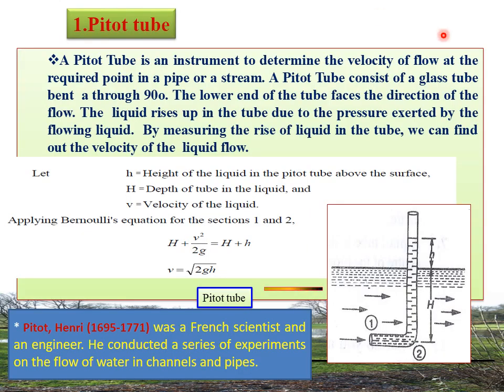Let us see the pitot tube. A pitot tube is basically a bent tube at 90 degrees, and this is used to measure the velocity of flowing liquid or to measure the discharge flow rate of flowing liquid. So here is the diagram of a pitot tube, in which the tube is bent at 90 degrees and it measures the velocity of flowing liquid.